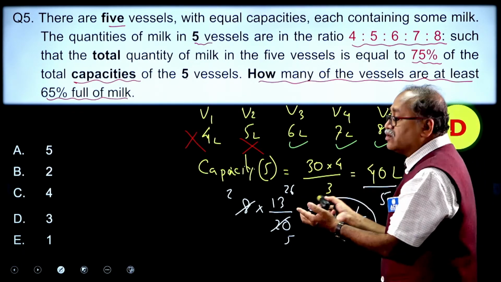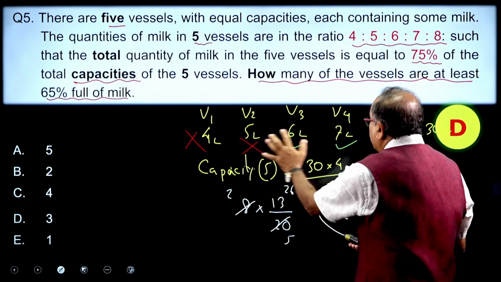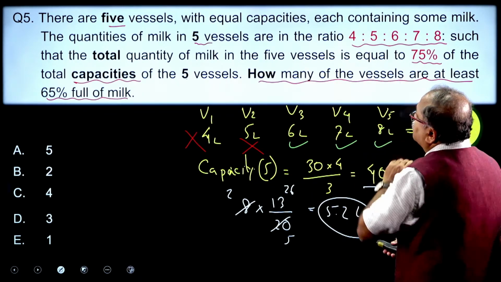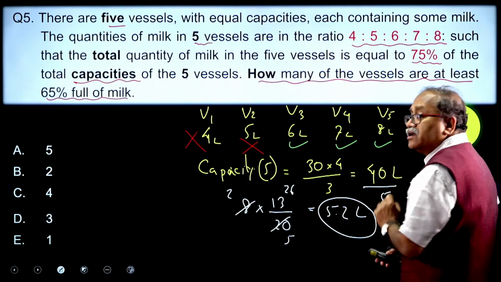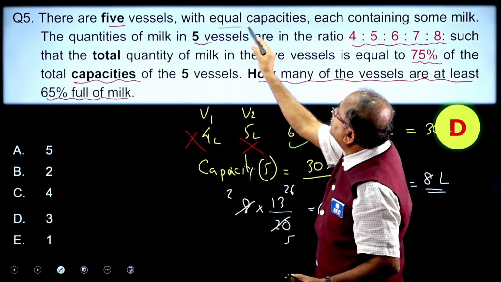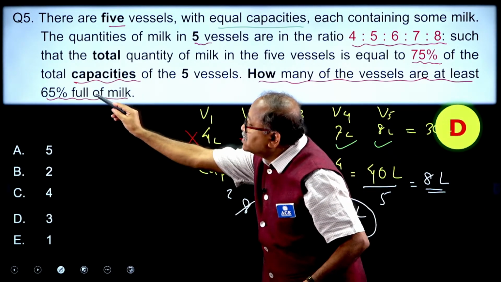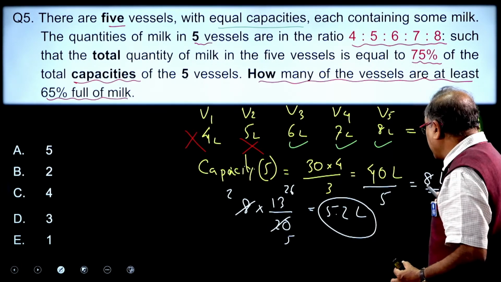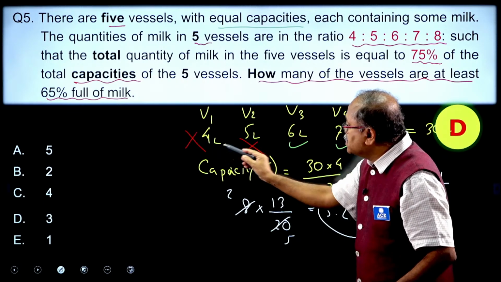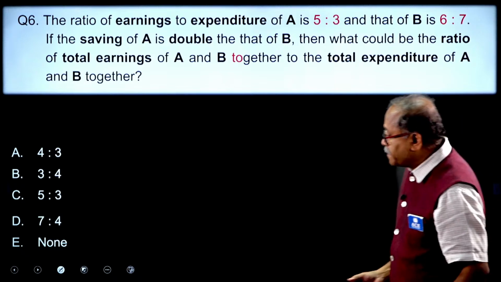If the question is presented in a different way, but still with the basic knowledge of the ratios, we can arrange in this way. This is 75% of the total capacity, I can get the 100%. In one vessel, what is the capacity? 8, because equal capacity is there, we have to keep that in notice, and how many vessels have 65% filled, at least 65%. So, the 65% is 5.2. Yes. Moving on to the next question, which is question number 6.